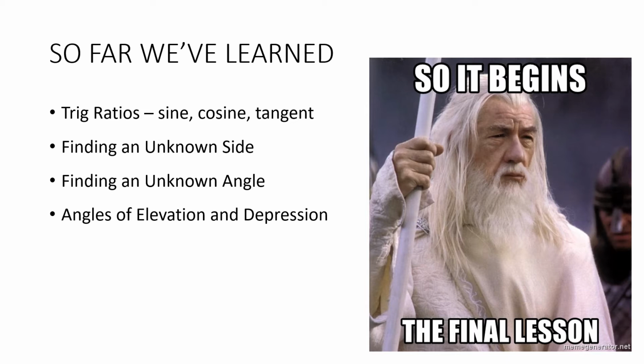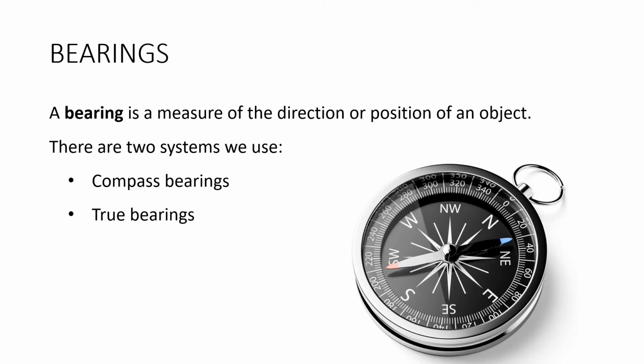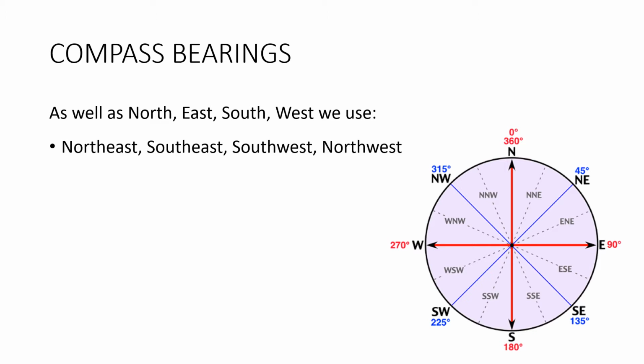and depression. A bearing is a measure of the direction or position of an object, and we use a compass to measure the bearing. There are two systems that we need to be familiar with. There are compass bearings and there are true bearings. Now, compass bearings you're probably familiar with, but as well as north, east, south, and west, we also need to know northwest, northeast, southeast, and southwest, and in between all of those.